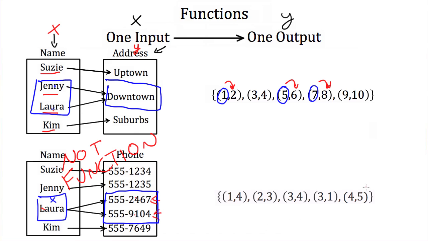Now let's look at our second set of ordered pairs. 1, 4, 2, 3, 3, 4, 3, 1, and 4, 5. It's okay that 1 corresponds with 4 and 3 corresponds with 4. What's not okay is that 3 corresponds with 4 and 3 goes with 1. Remember, think of these ordered pairs as x, y coordinates. If the x value of 3 gets us the y value of 4 and 1, that means I have 2 y values for the same x, which makes this not a function.